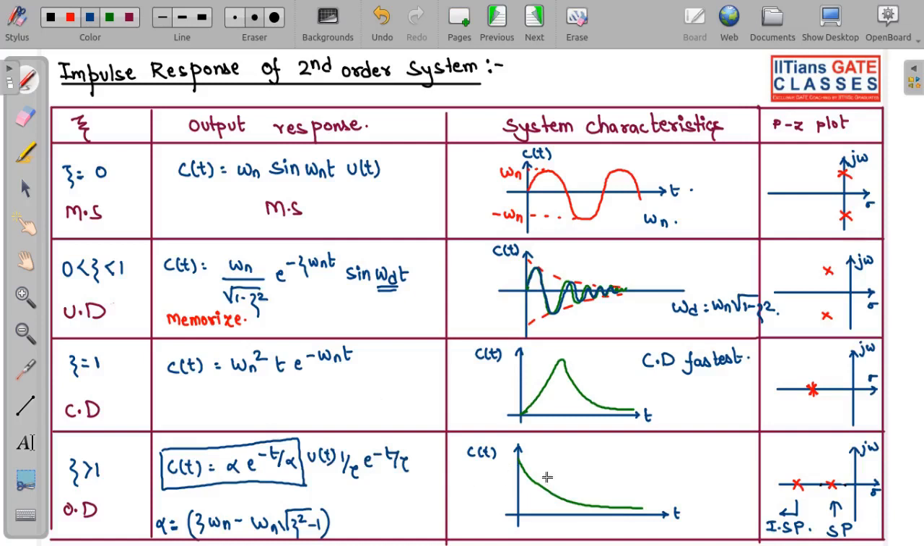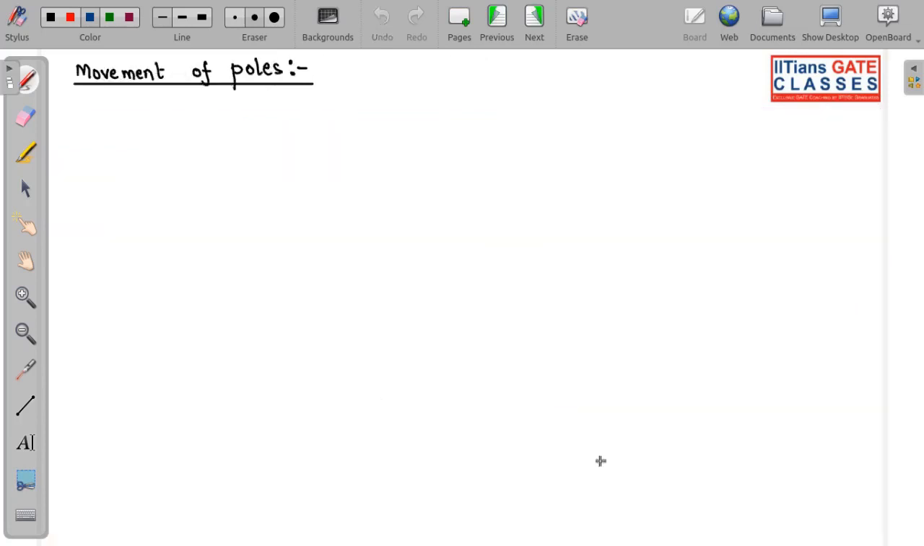Now why is this coming? Due to the fact that we have taken the dominant pole over here. So that is why. So the next is what? Movement of poles. So this I will discuss. Even in root locus we can discuss this, but it's okay.